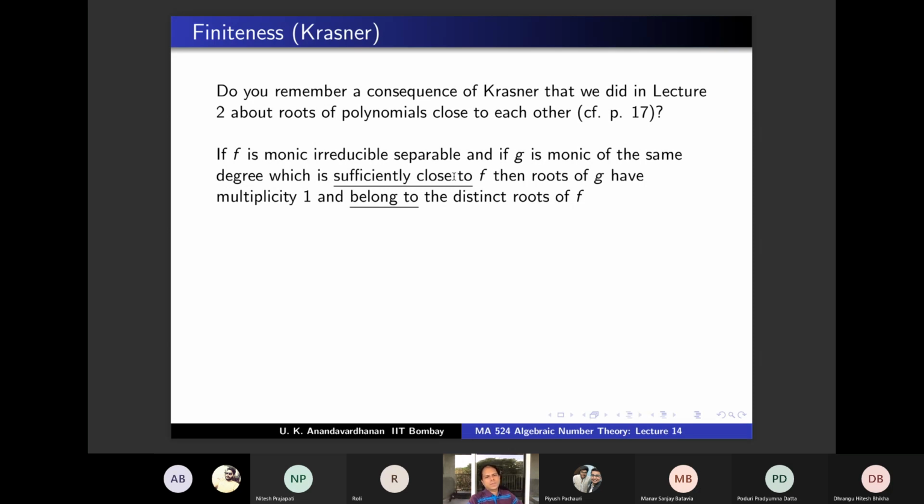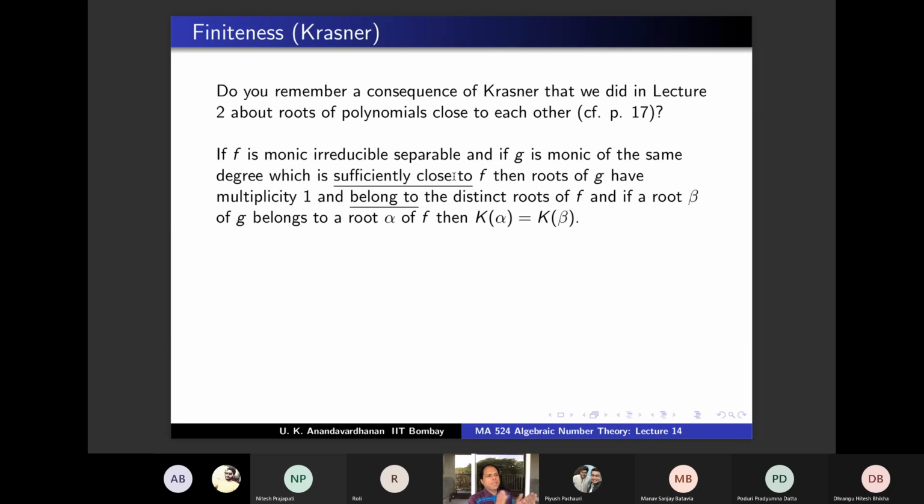And what is belong to? You say that a root beta of G belongs to a root alpha of F if |beta minus alpha| is strictly less than the distance of alpha from any of its conjugates. Beta is closer to alpha than any other conjugate of alpha. This is exactly the hypothesis of Krasner's lemma. So we showed that roots of G have multiplicity 1 and belong to distinct roots of F. Given a root of F, there is a root of G belonging to that one. Distinct roots of G belong to distinct roots of F, and if a root beta of G belongs to a root alpha of F, this was a crucial thing: we showed that K(alpha) equals K(beta). This is what we showed as a consequence of Krasner's lemma.